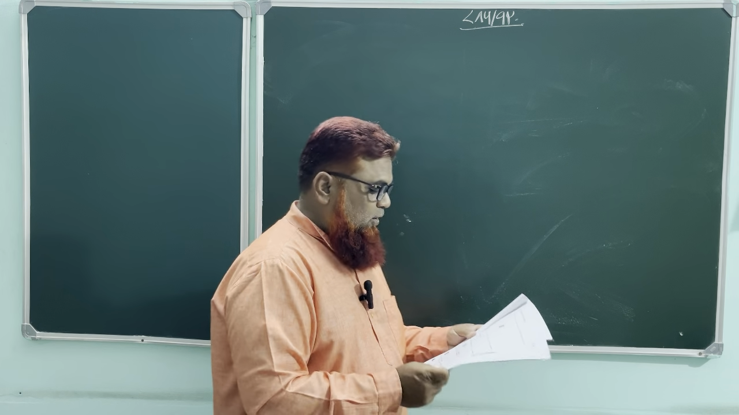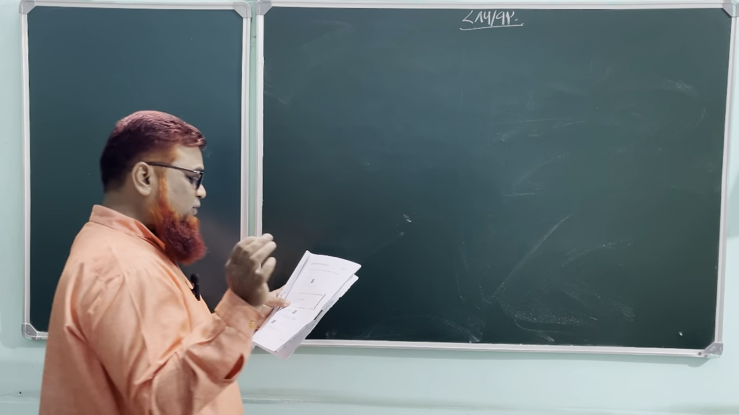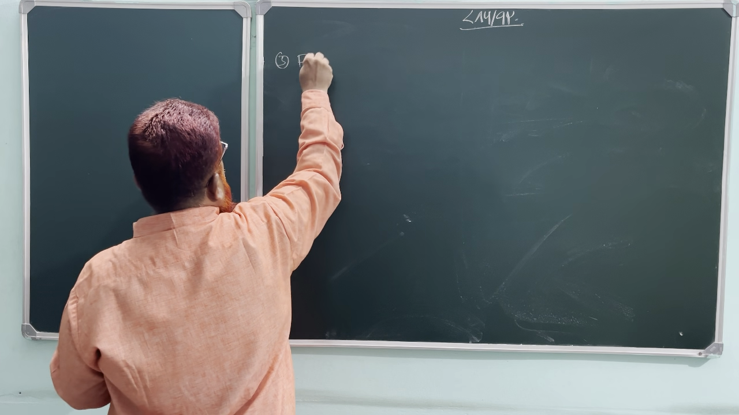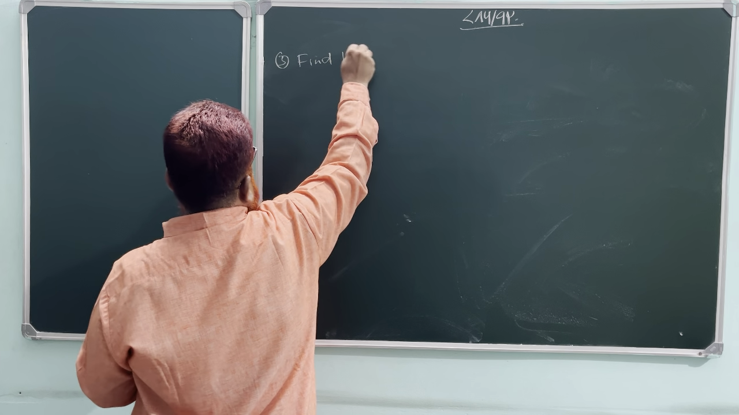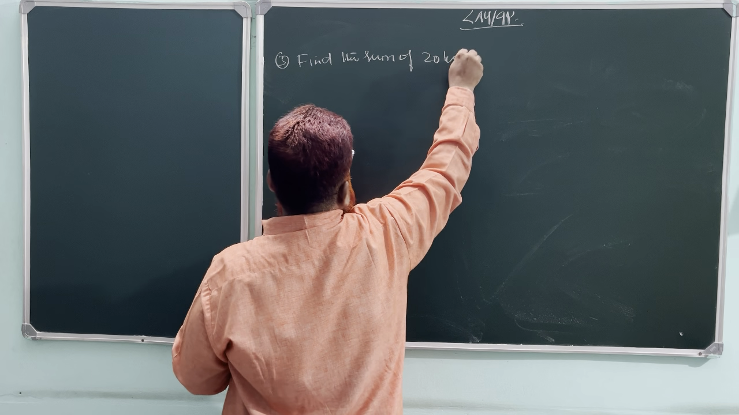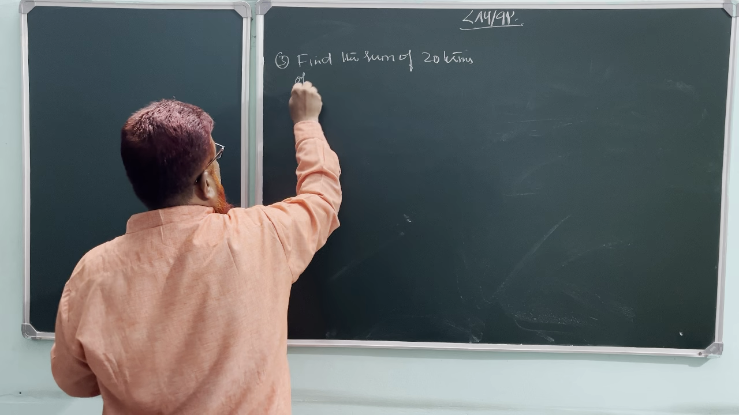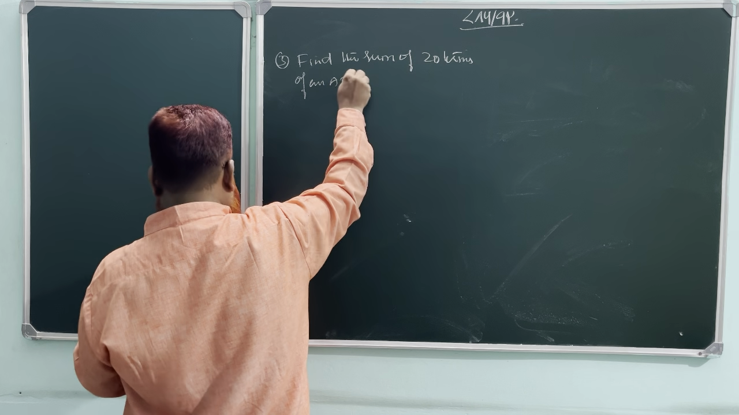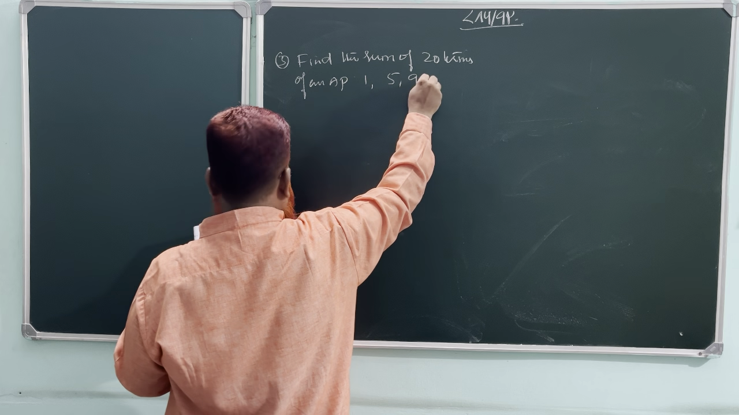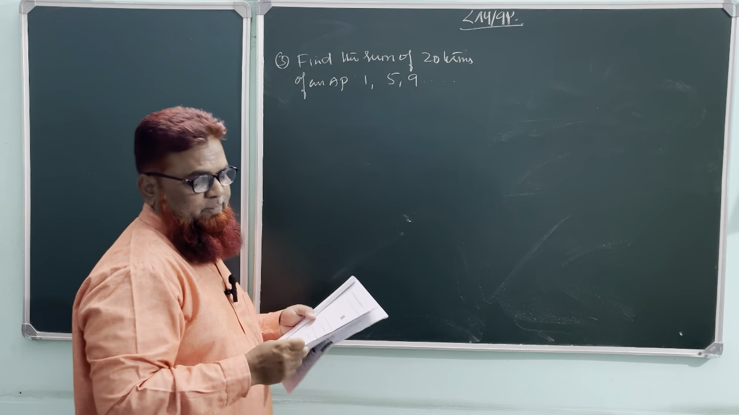Okay. Now the third problem is: find the sum of the 20 terms of an arithmetic progression, that is 1, 5, 9, using the formula.